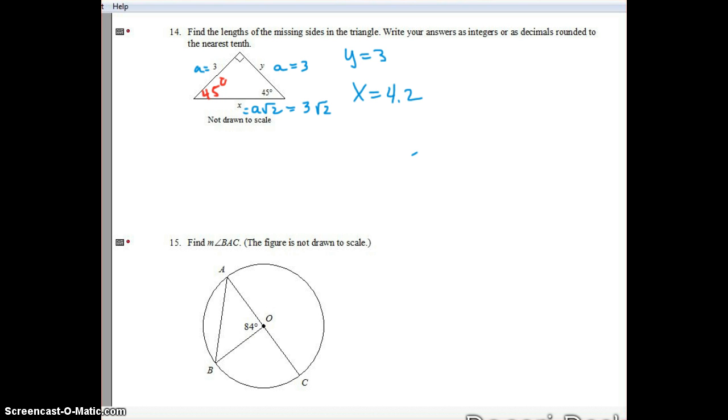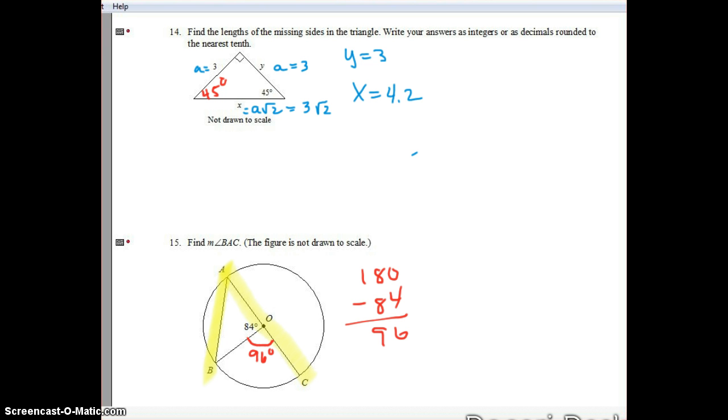On number 15, this is something that we've done recently. It says find the measure of angle BAC. So I like to highlight whatever I'm going to find. I want to find the measure of angle BAC. We're only given one angle, so we have to use what we know. Just because we're given one angle measure, we also know that a semicircle is 180 degrees, which we have a portion of there. So angle AOC is 180. We have 84 degrees, so we're going to take 180 minus 84. And that will give us 96. And that would be the measure of angle BOC.